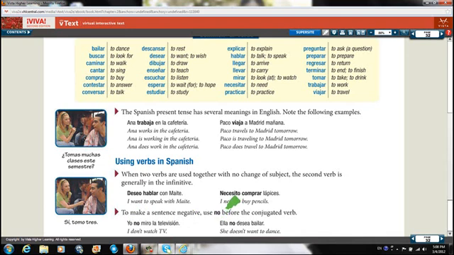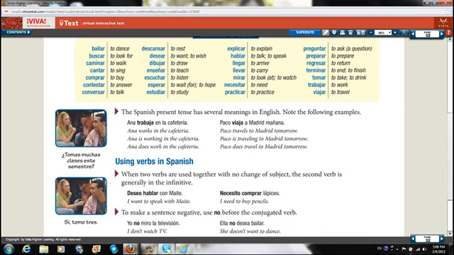And of course, again, they're going to pick one from the third column, to need, necesitar. And of course, that's a real cognate. Necesitar, to need. Necesito, I need. To buy, comprar, lápices. I need to buy pencils. Necesito comprar lápices.